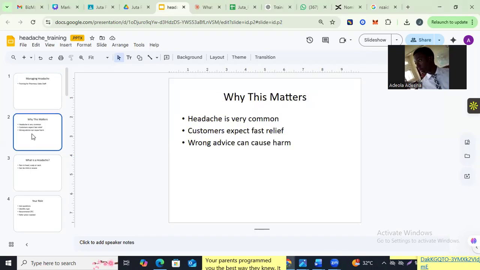Because headache is the very most common complaint. Everyone comes in with headache, right? So it is very important for you guys to be able to understand headache and be able to treat it.